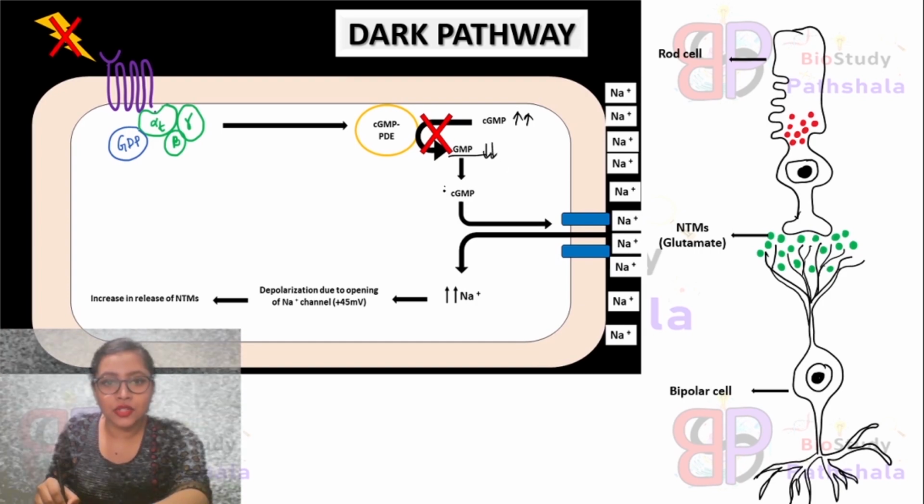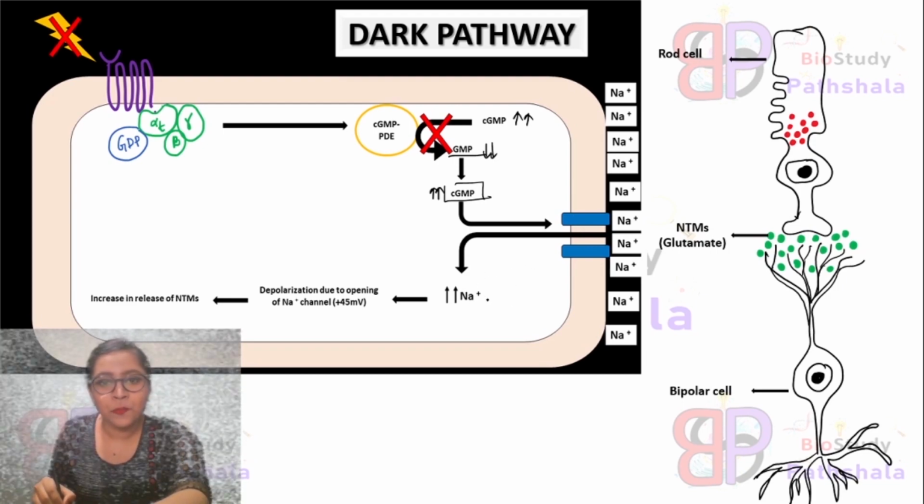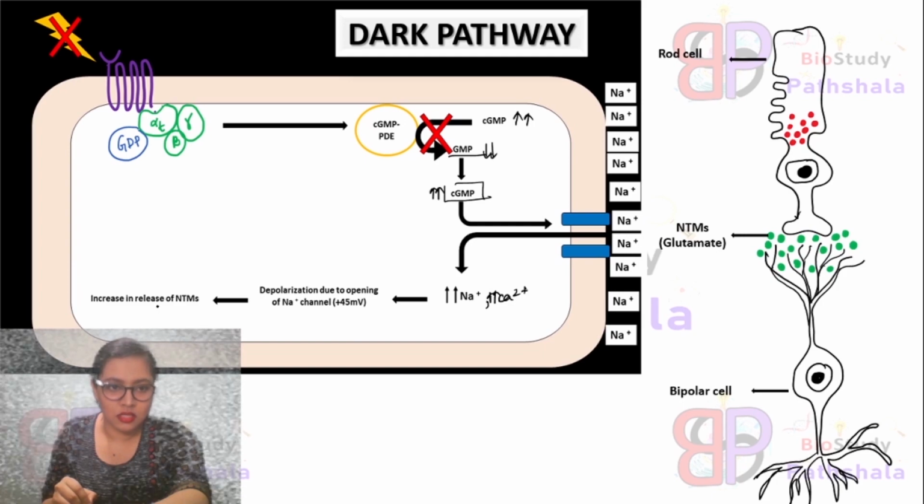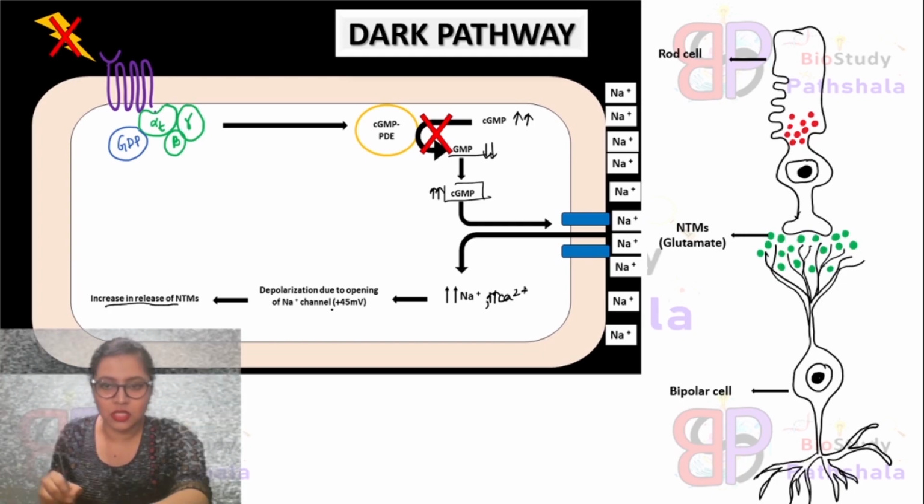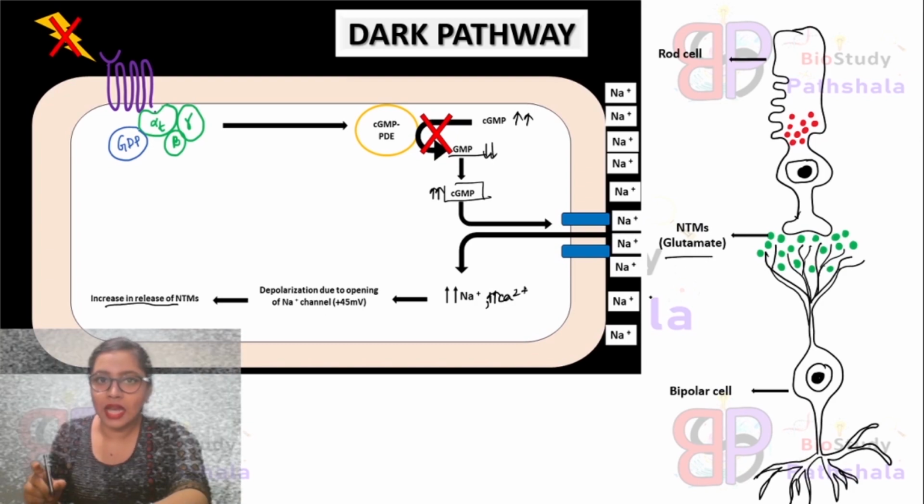So the higher concentration of the cyclic GMP will result in the opening of the cation channels like sodium channels and calcium channels. So here the concentration of the sodium ions as well as calcium ions will be increasing, and this results in the depolarized state of the cell. This depolarized state further results in an increase in the release of the neurotransmitters. Here glutamate acts as the neurotransmitter. So this is how the light pathway and the dark pathway actually occur.